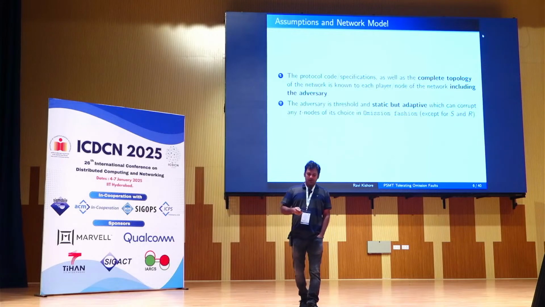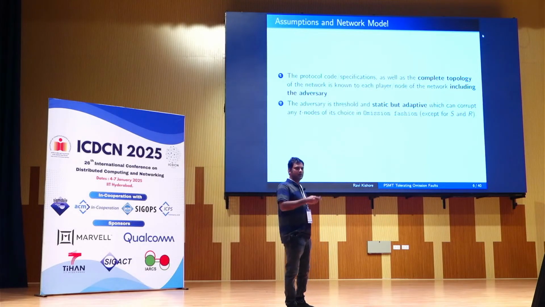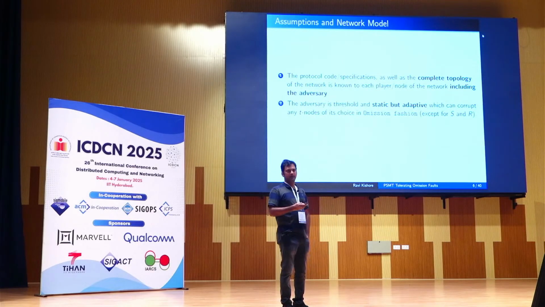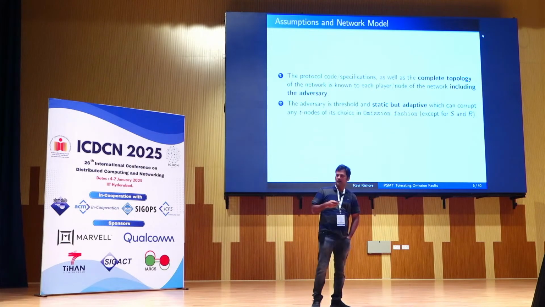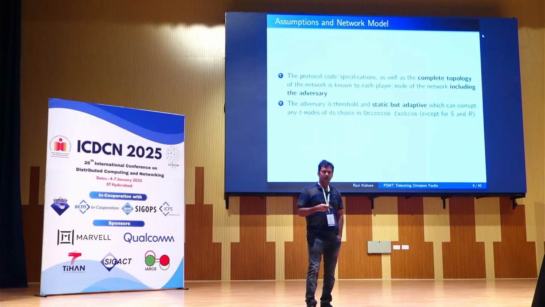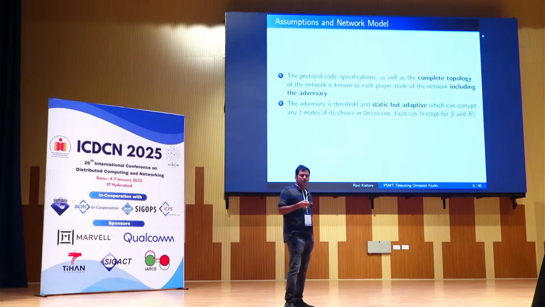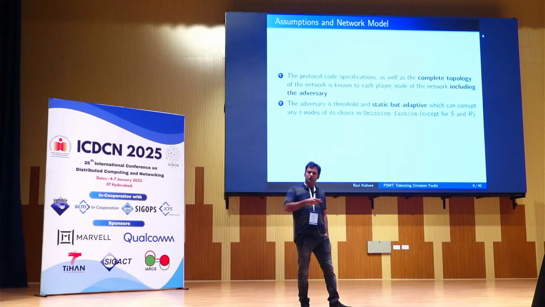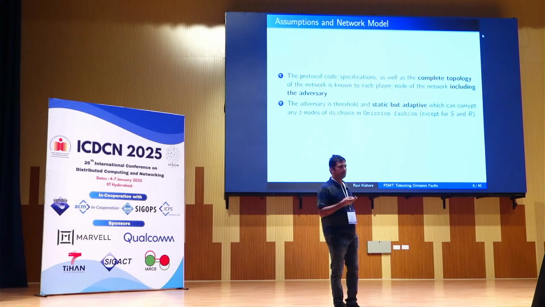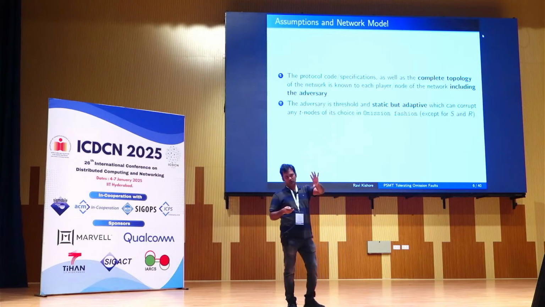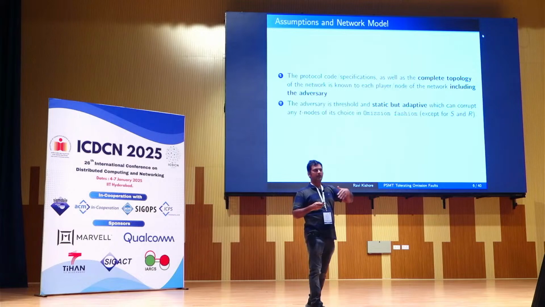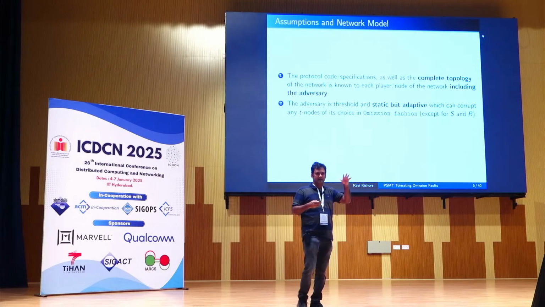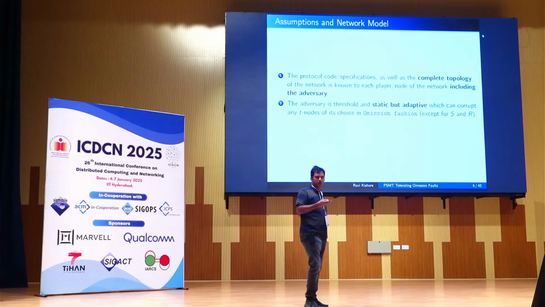And moreover, we assume that the complete topology of the network is known to every player in the network, including the adversary. And here we consider the adversary to be static but adaptive. So what do we mean by static? Once a node is corrupted by the adversary, it remains corrupted through the protocol execution. Adaptive means the adversary need not choose the nodes to corrupt at the start of the protocol. As the protocol progresses, based on the communication it sees, the adversary can choose which nodes to corrupt and which not.